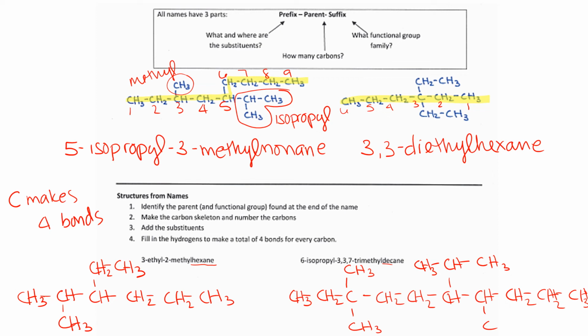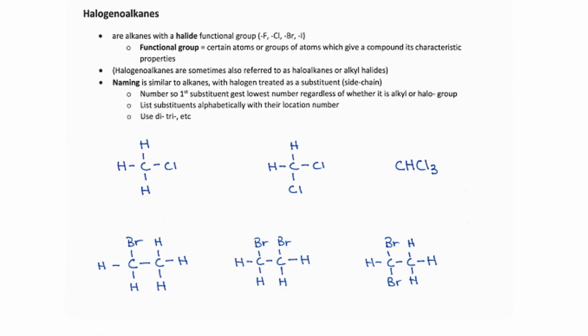Just checking and seeing however many carbons need to be made. Okay, so that's how you name alkanes. And then very closely related to this are halogenoalkanes. The only difference between an alkane and a halogenoalkane is the substituents on a halogenoalkane contain a halogen, right? So some halide functional group, fluorine, chlorine, bromine, or iodine. Naming is very similar to regular alkanes. We just use the prefixes of fluoro, chloro, bromo, and iodo, and we place those in alphabetically just like we would if it were an alkyl group.